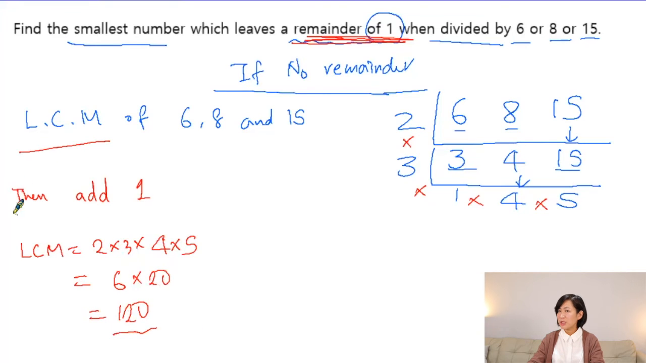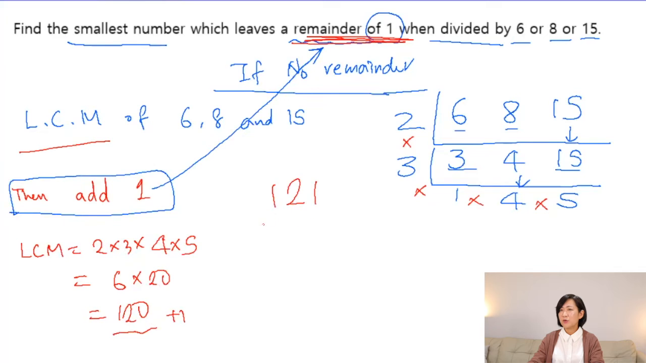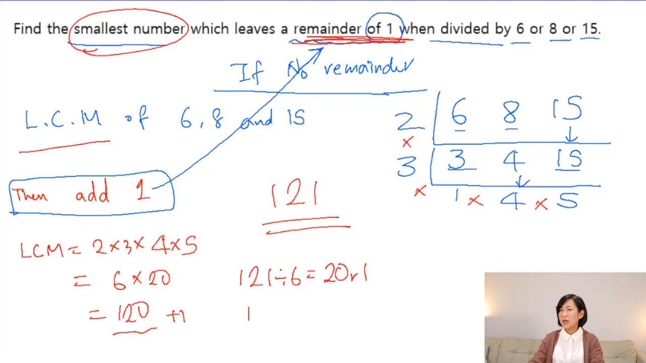But make sure you add 1, because we need to have a remainder of 1. So your smallest number is 121. If you want to double check, let's divide 121 by 6, that is 20, remainder 1, and 121 divided by 8, that is 15, remainder 1, and then 121 divided by 15, that is 8 remainder 1. So now we see that our answer is 121.